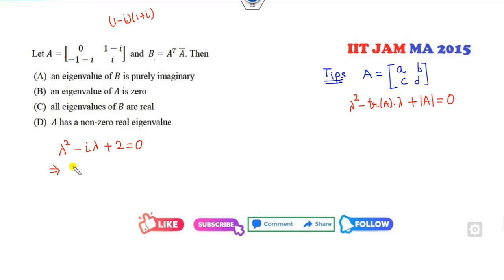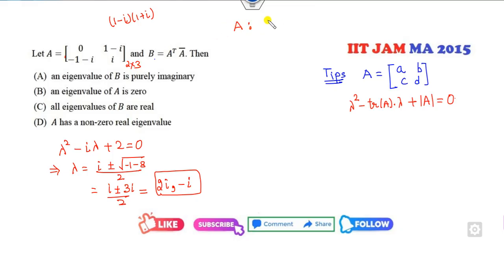Fine. So can you find the eigenvalues of this? It is minus B plus minus square root of B square minus 4AC over 2. So it will be 3 iota plus minus 3 iota over 2. So that will be 2 iota and it will be minus iota. Fine. So it has a 2 cross 2. So what are the eigenvalues of A? A has the eigenvalues 2 iota and minus 2 iota. Now look at the options. Eigenvalue of A is 0, that's the wrong option. A has a non-zero real eigenvalue, but both are imaginary eigenvalues.